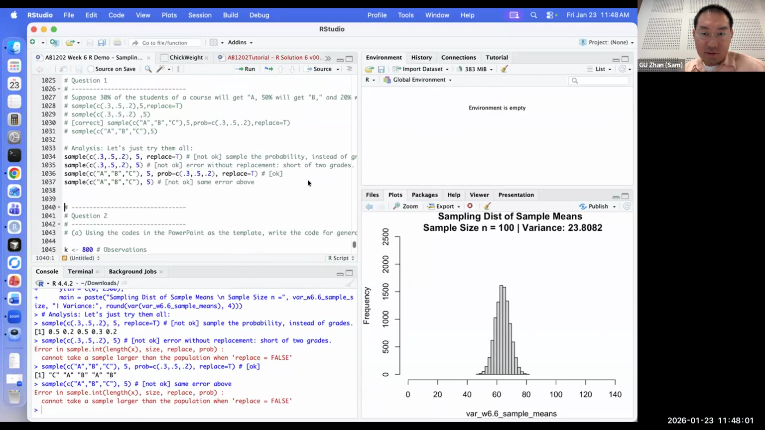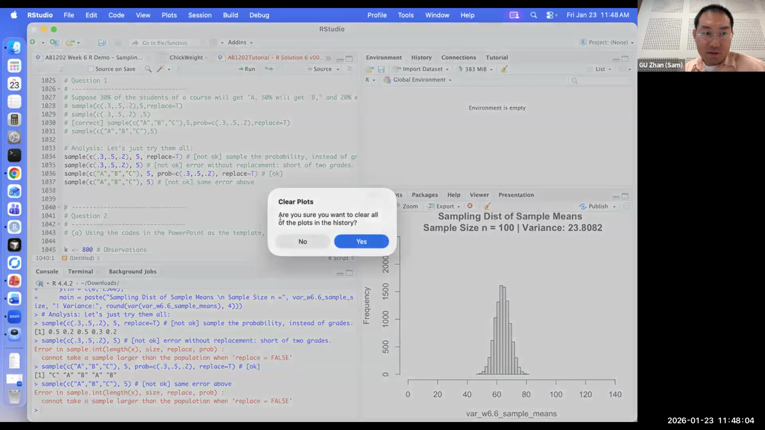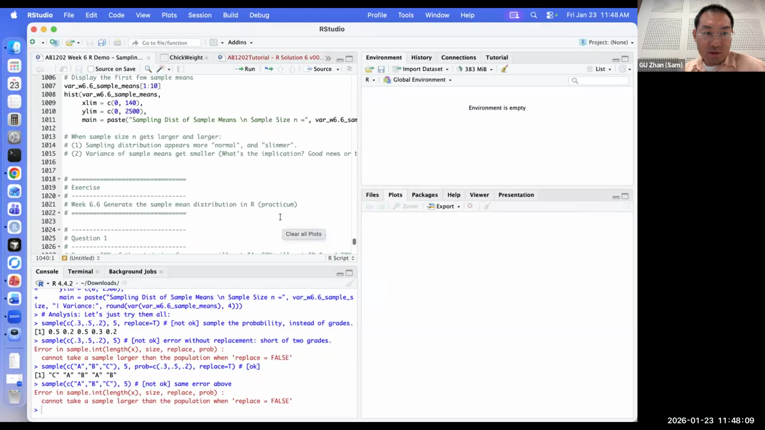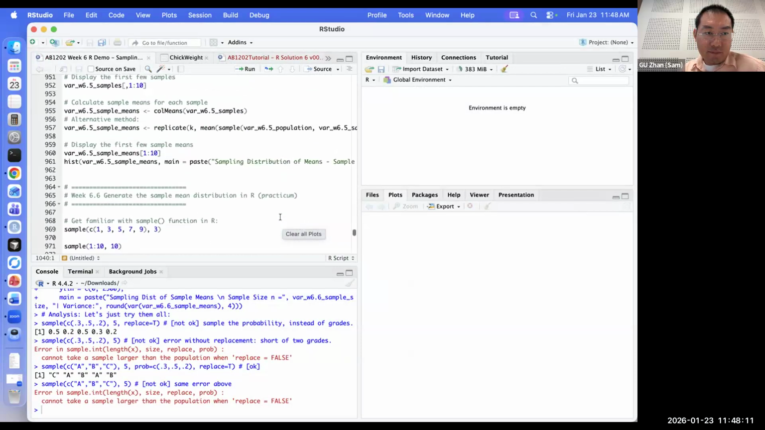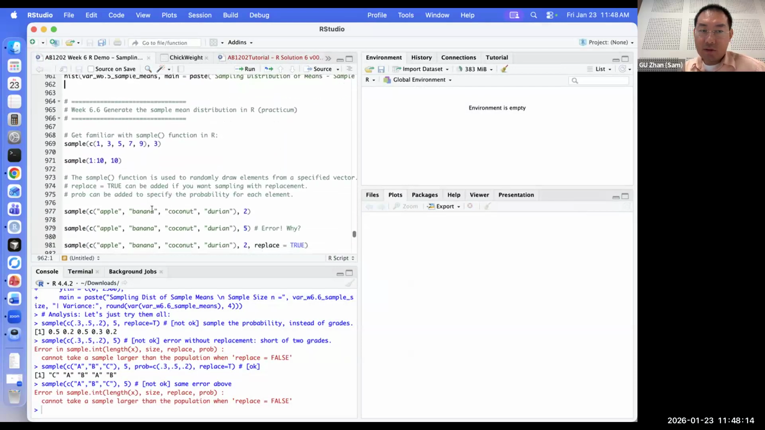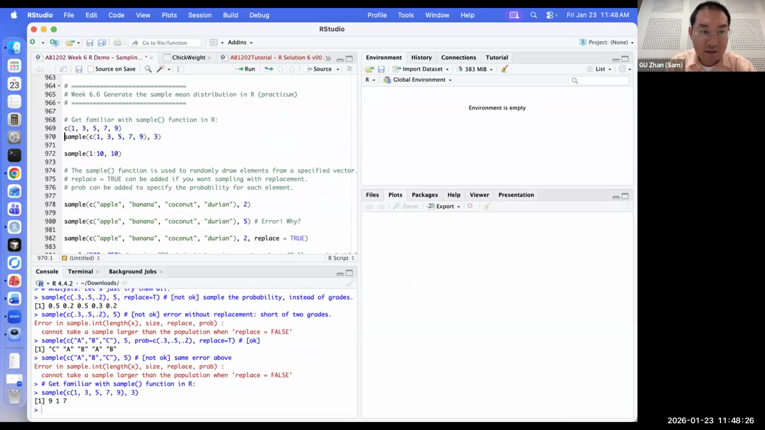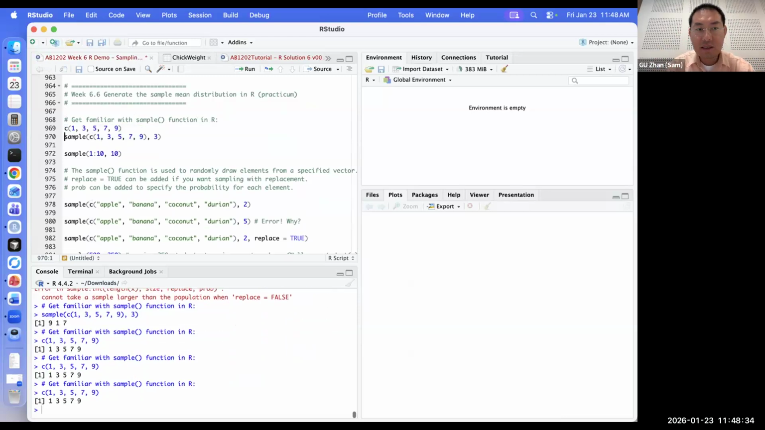Okay, clear these. 6.6. Here I do a little bit of a tutorial. Sample a list. You get a list of 1, 3, 5, 7, 9. This is a list made using the c function. The c function means combine. So you're creating a list of 5 numbers.